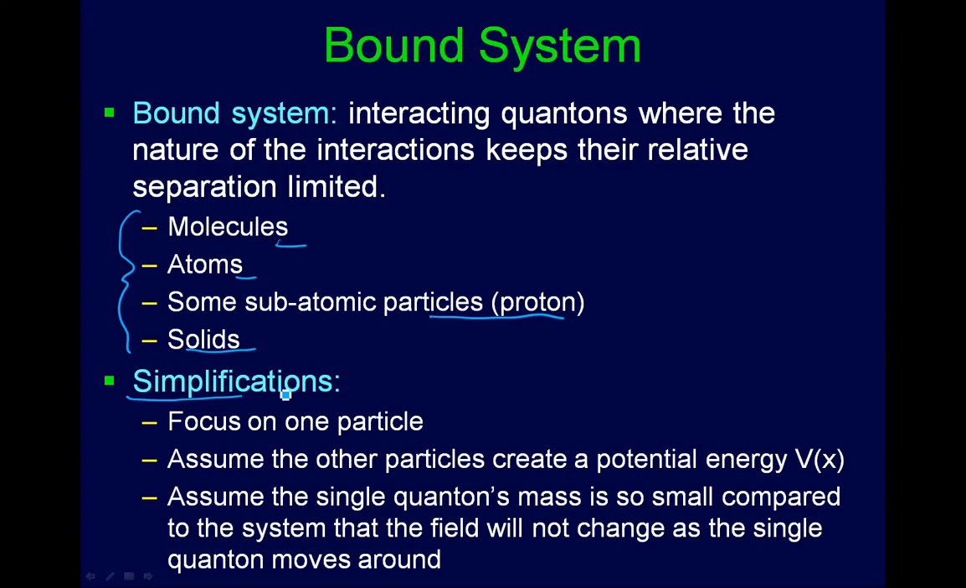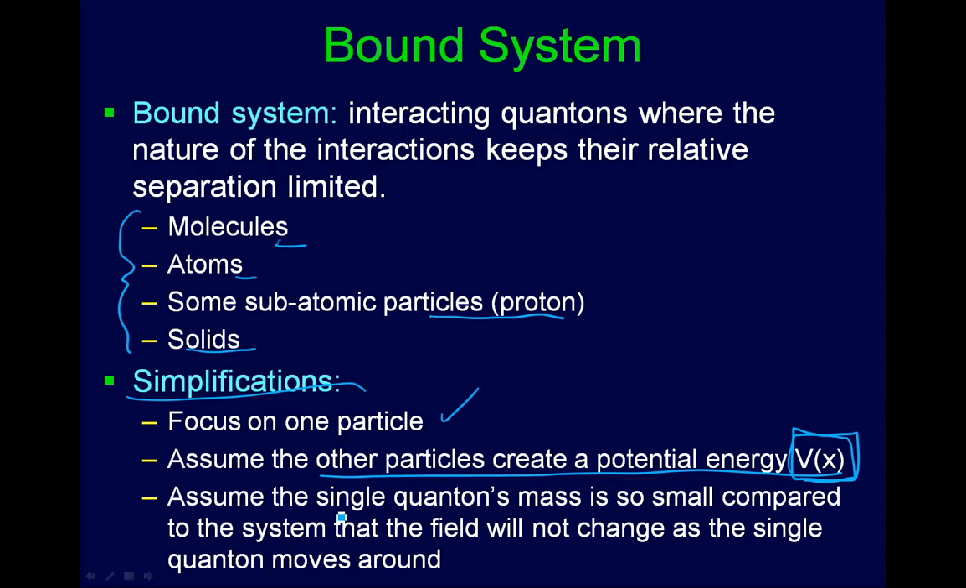To start out, we're going to make some simplifications. The first thing is we're going to focus on one particle at a time. We'll be looking at what one quanton will feel, and we'll take everything else in the system and say all the other particles create some potential energy V(x). That's what we'll be doing in quantum mechanics for a little while at least.